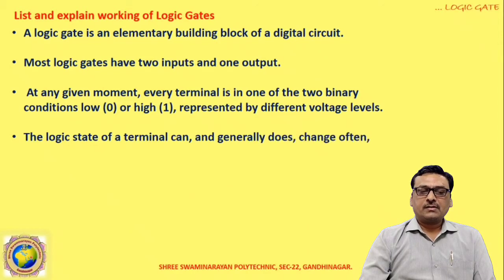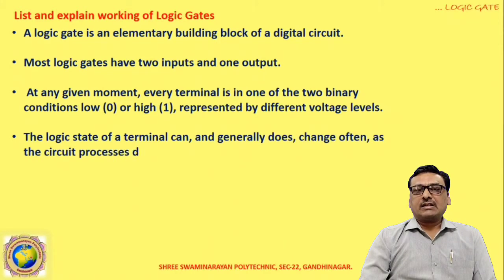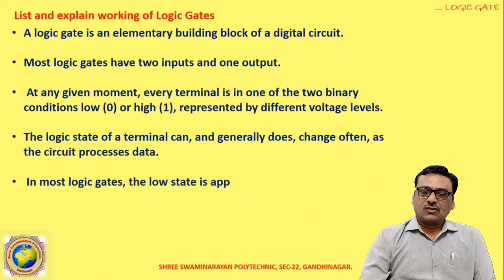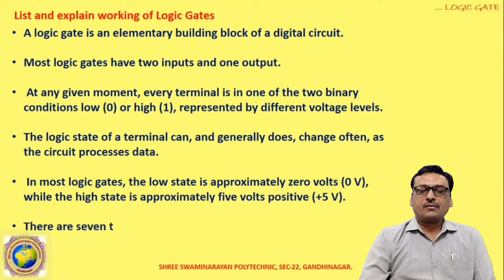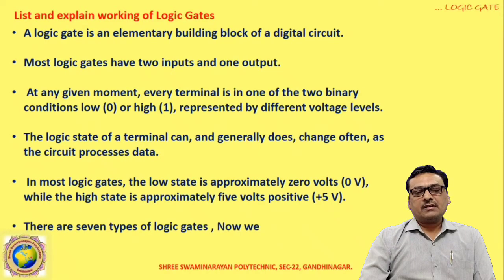In most logic gates, the low state is approximately 0 volt, meaning logic 0, and 5 volt means logic 1. So there are 7 types of logic gates. Now we are going to discuss them one by one. Before that, we have to discuss the various types of logic gates, as shown in the diagram.